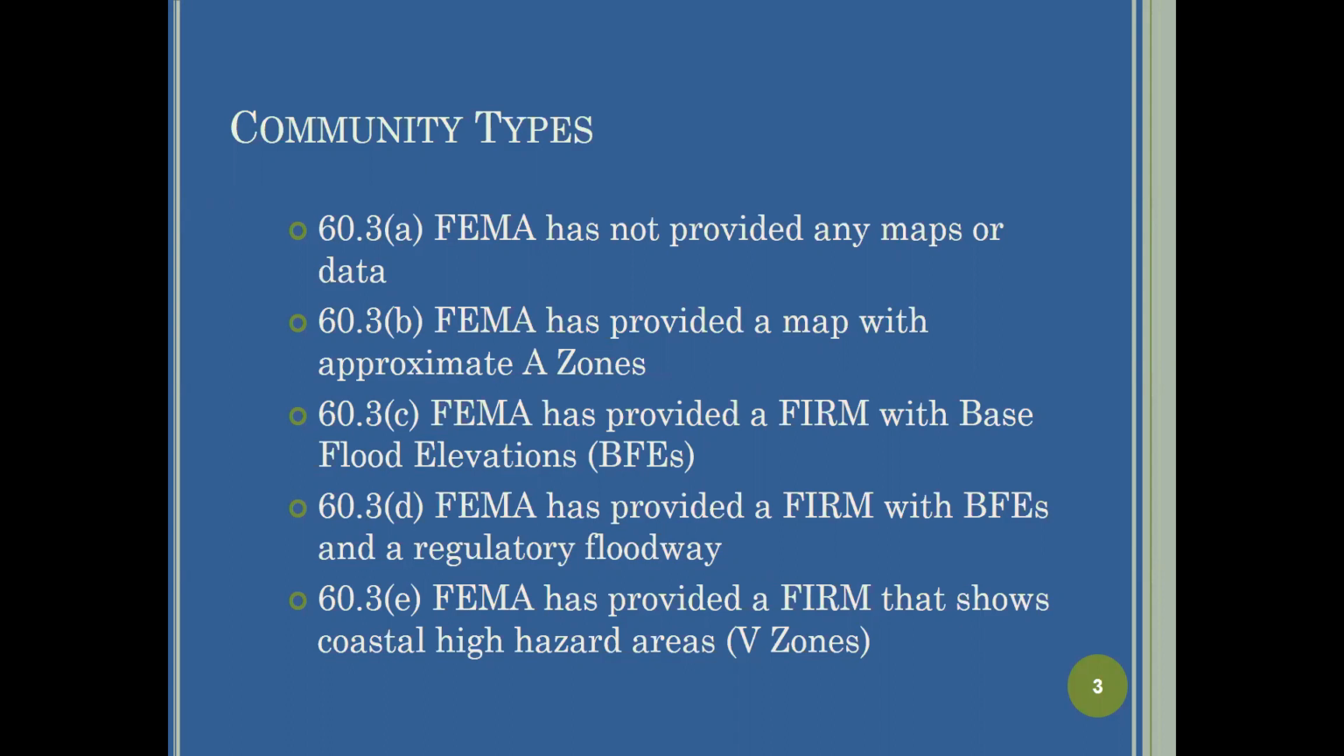If you have older maps and maybe they just touch the corner of your community and the rest of your community is unmapped, then you're a B community, and so on.